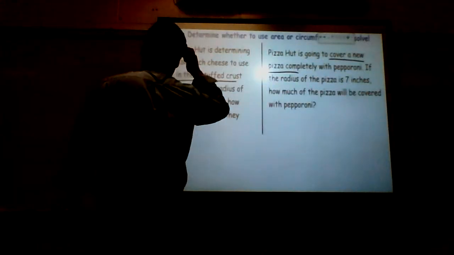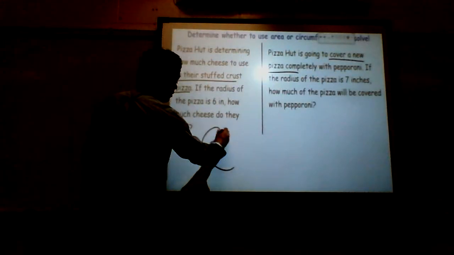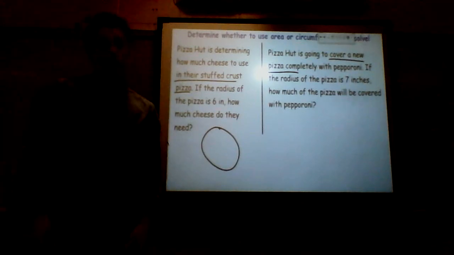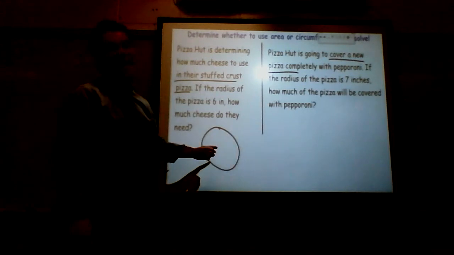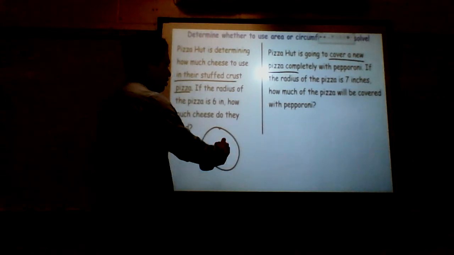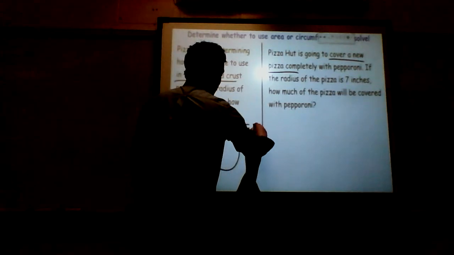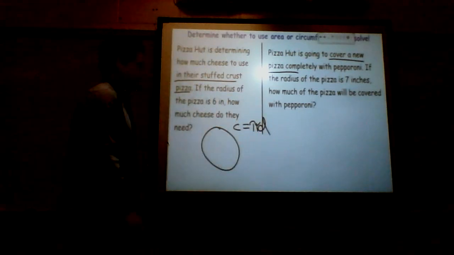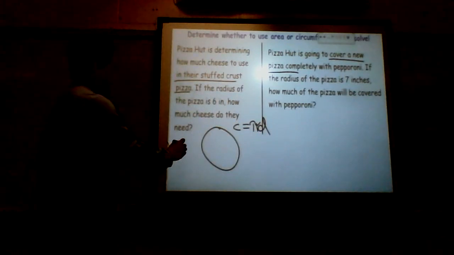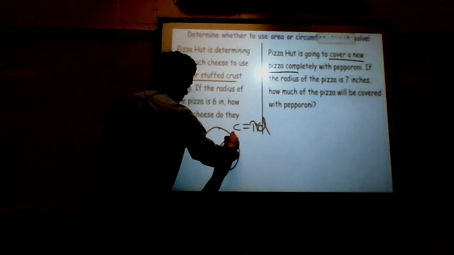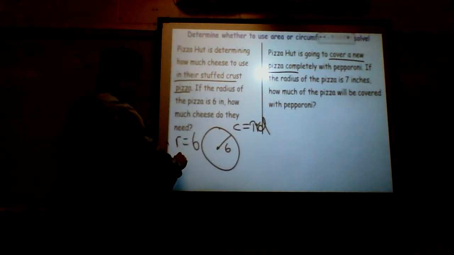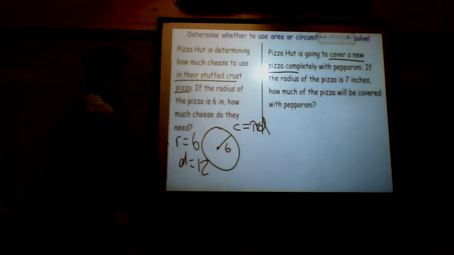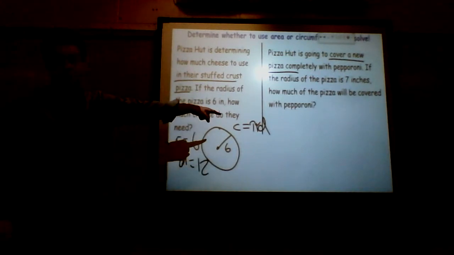Well, let's think about this. If we're trying to figure out how much they'll use in their crust, I don't know about you, but all the pizzas I've eaten, the crust is along the outside. The outside is circumference. Circumference equals pi times diameter. The radius of the pizza is 6. Again, I'm going to draw that. Radius is 6, means the diameter is 12. And I'll plug into my formula.